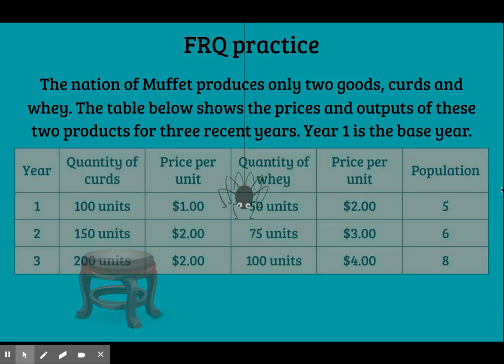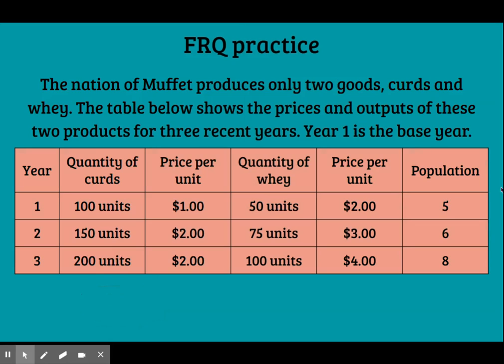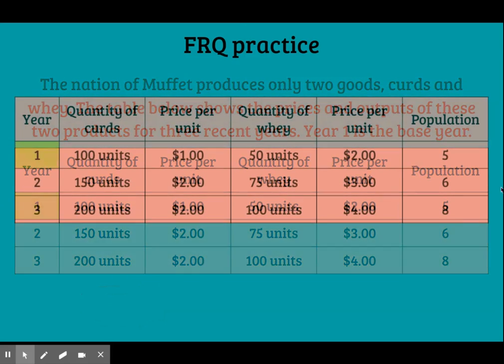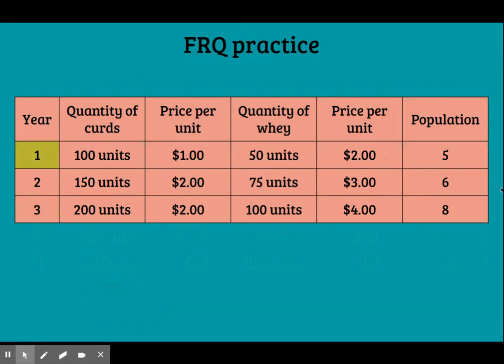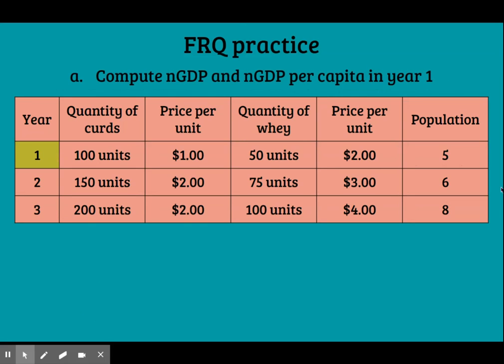Yeah, so anyway, we've got this chart. And year 1 is going to be our base year. So, the first question asks us to compute the nominal GDP and the nominal GDP per capita for year 1. Since we're doing nominal GDP, we're going to use the prices and the units from year 1.